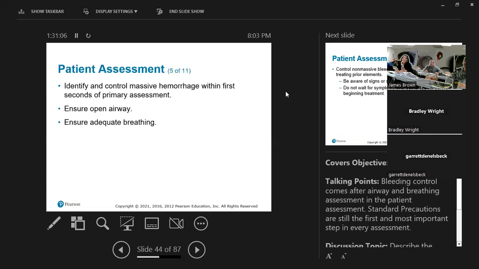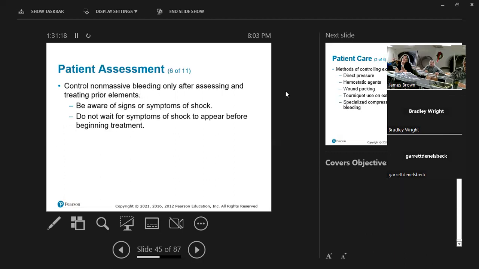All right. Identifying controlled massive hemorrhage within the first seconds of primary assessment. And then you look for your patent airways and adequate respirations. Control non-massive bleeding only after assessing and treating the prior elements. If it's just a cut to their head, but they have something like their dentures stuck in their throat, which one takes priority? Make sure that the airway's open, right? All right. So be aware and look for those symptoms of shock.